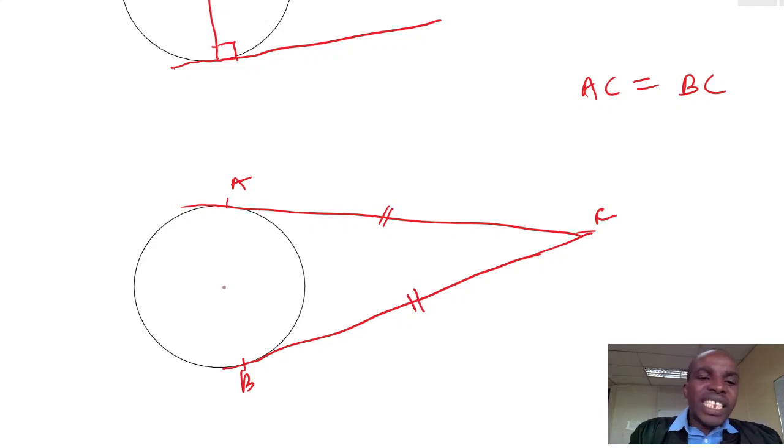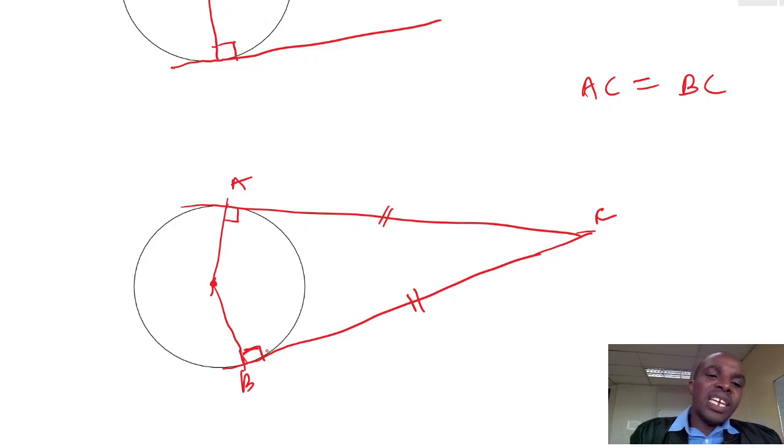Now, if I extend my shape, let's say I put my center here, then I draw a line from the center, meeting the tangent at A. Then the angle is 90 degrees. Then meeting the tangent from the center at B, the angle is also 90 degrees. It's a right angle.